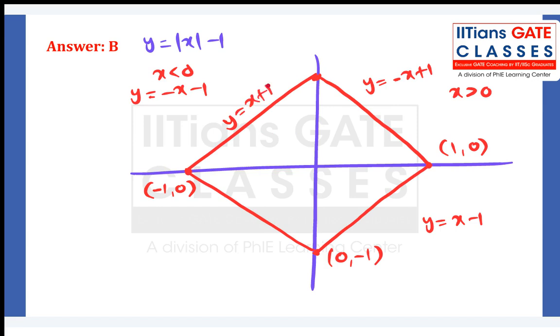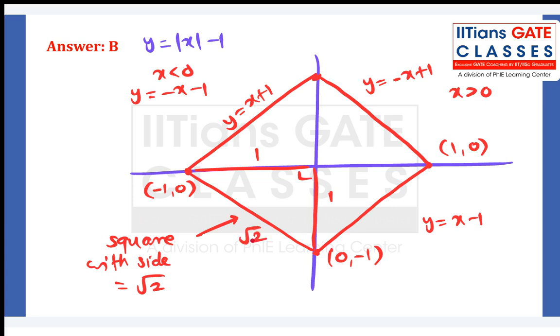Okay, so basically, if you look at this, it is a square. This area is a square with side equal to square root of 2, because this length is 1, this length is 1. So by using the right angle triangle hypotenuse formula, Pythagoras theorem, it is square root of 2.